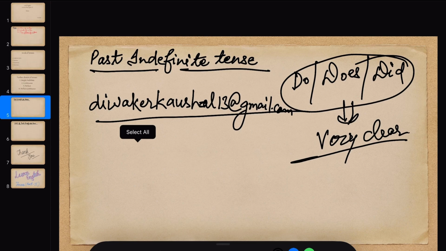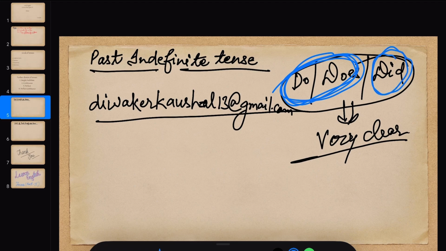So we have just completed the past indefinite tense and present indefinite tense, and we have also looked at the difference between these two. Do and does are used with present indefinite tense, and did is used with past indefinite. And we have discussed where to use do and where to use does. Does is used with singular subject, and do is used with plural subject. So that's it. Now let's move to the next slide.